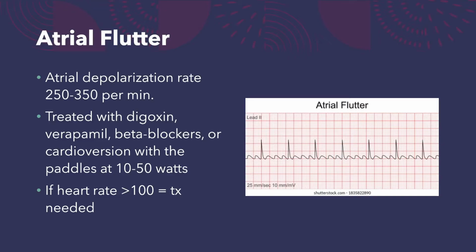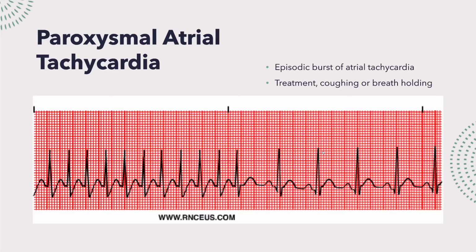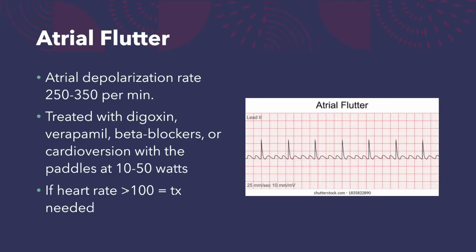Atrial flutter. This is not good. This is multiple P wave depolarizations in between QRS complexes. With tachycardia, it's still one P wave to one QRS complex. This is multiple P waves, and it sort of has a sawtooth pattern. The atria are depolarizing 250 to 350 times per minute. That doesn't mean your pulse is 350 per minute.